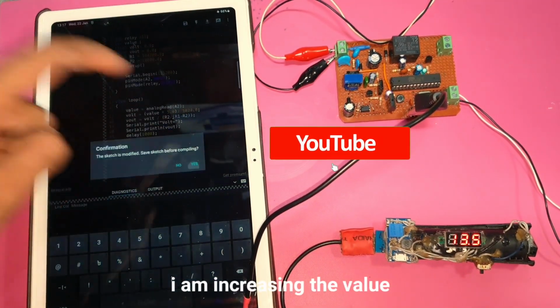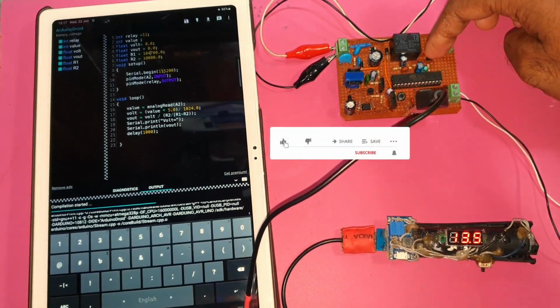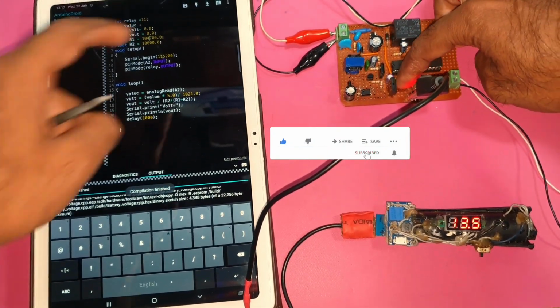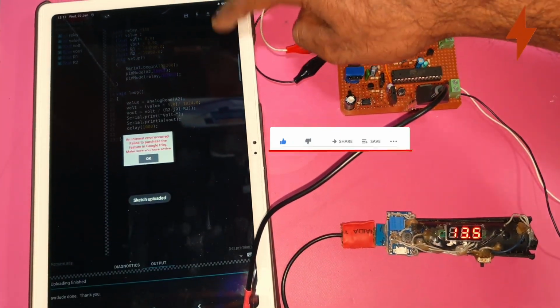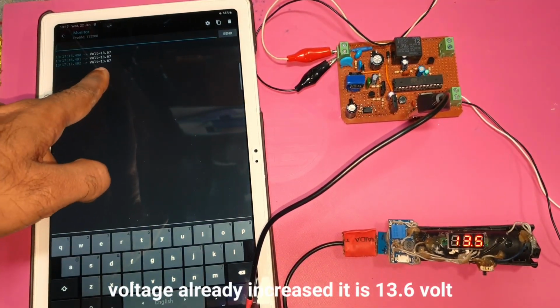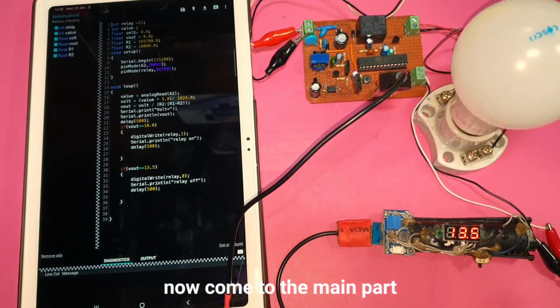Here I am increasing the value. This is now compiling the sketch, now uploading. Now let's see, on the serial monitor it is increased to 13.6 volts. So in this way we can calibrate the voltage.